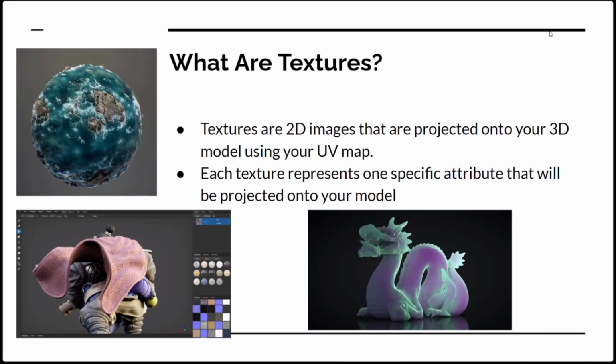So what are textures? Textures are 2D images that are projected onto your model using your UV map. So after you cut it out, you lay it flat. Textures specifically are just the images that are created to do that. Each texture itself represents one specific attribute. We'll go over that later, but you have a base color texture, you'll have a roughness texture, and each one of those will control one specific parameter. Altogether, they're usually referred to as a material. So a material is a collection of several textures.